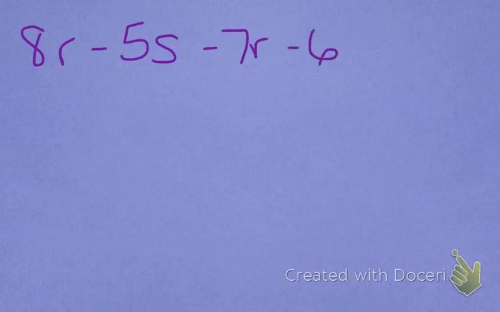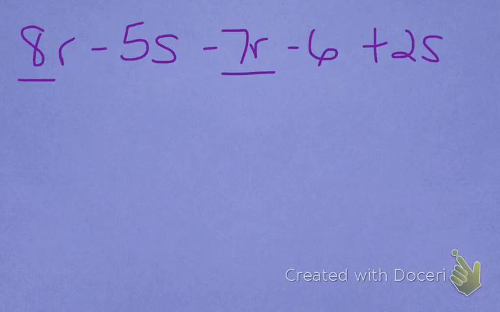All right, so we have 8r minus 5s minus 7r minus 6 plus 2s. For me, it's easier if I underline my like terms. So I have an r and an r. Now be real careful, just like I made these s's. I hardly ever use s's, but the book did. Be very careful that you make it look like an s and not a 2, because that looks like a 2s to me.